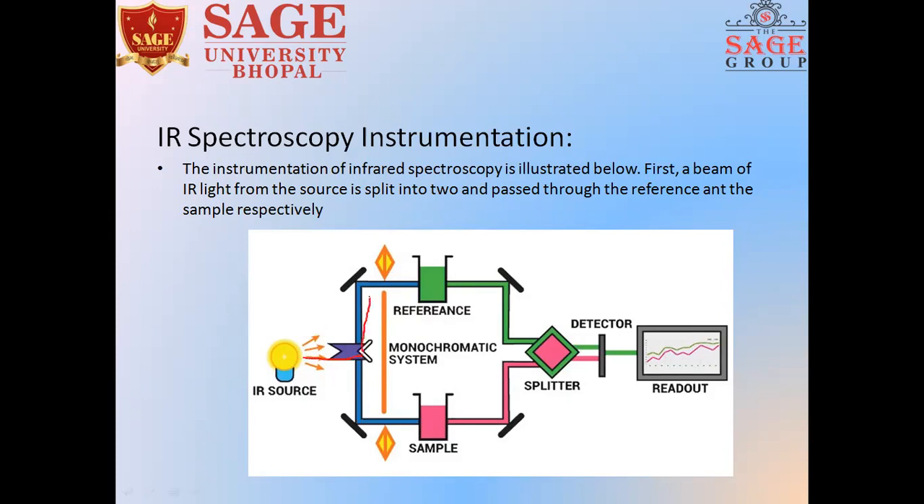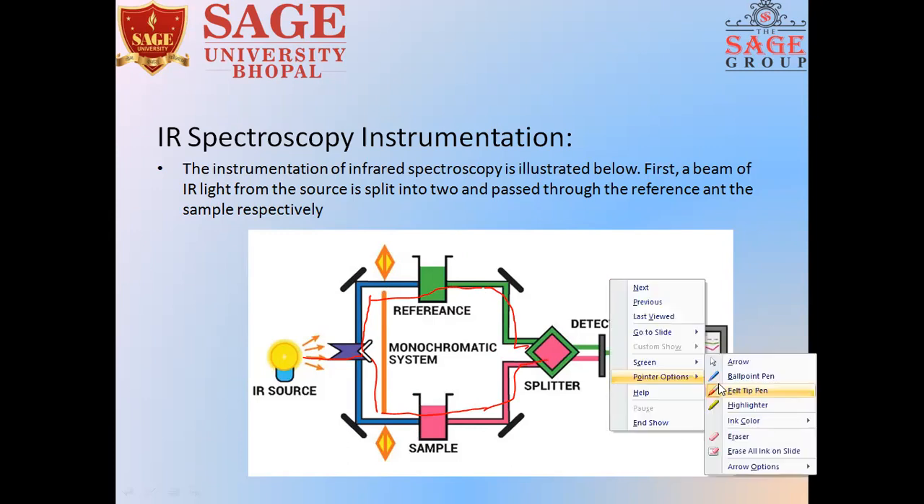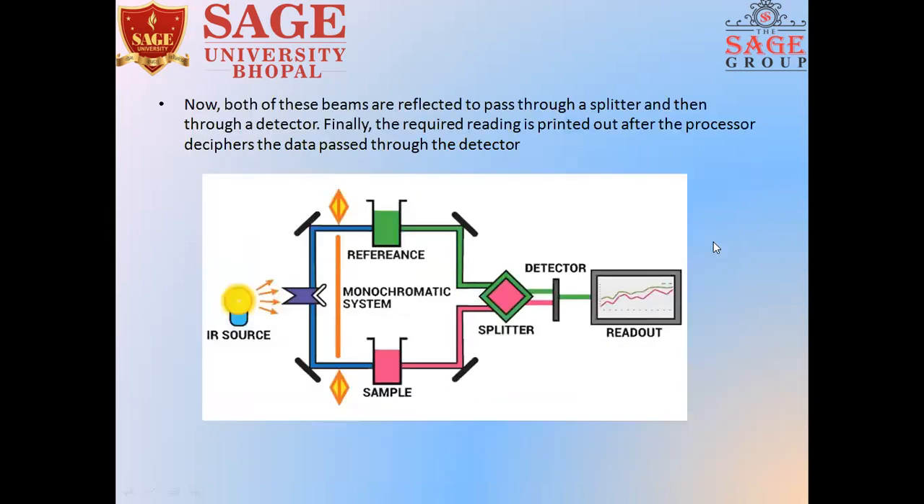If light from the IR source is passed this way, it is split into two parts. Then this IR is passed through a reference which we already know, and through a sample whose functional groups we want to know, made to pass through these two tubes. And this IR beam is sent to a splitter and then to a detector. What the detector does, we will discuss in the next slide. Likewise, both these beams are reflected to pass through a splitter and then through a detector.